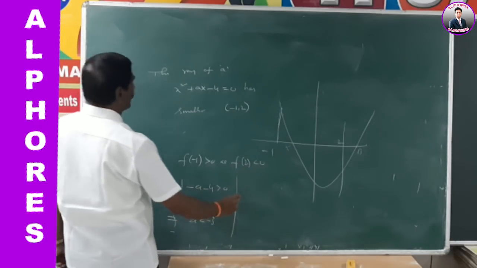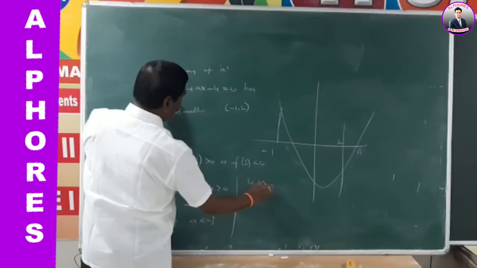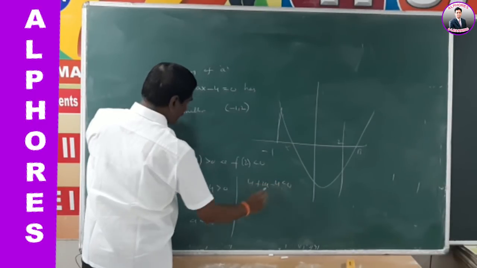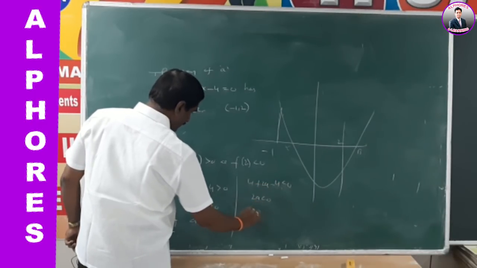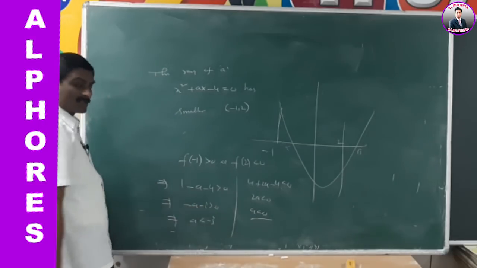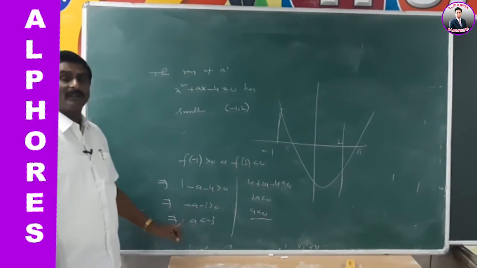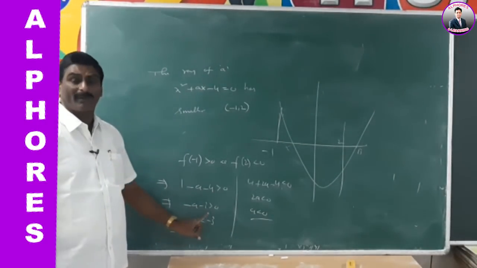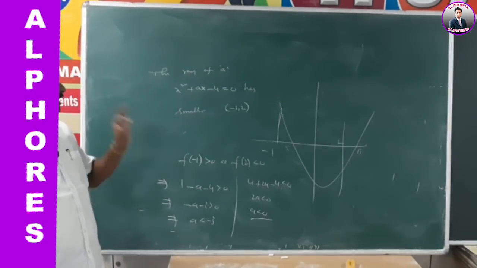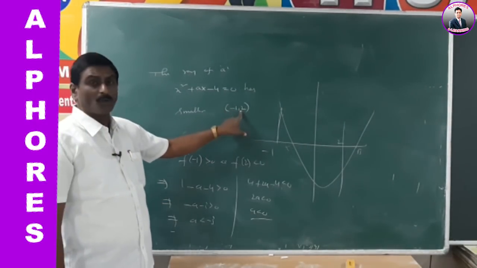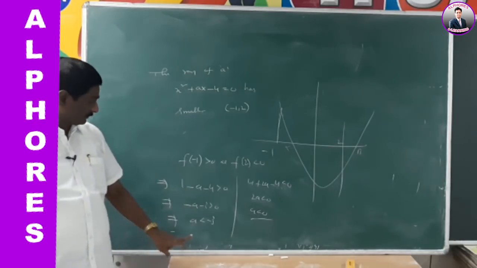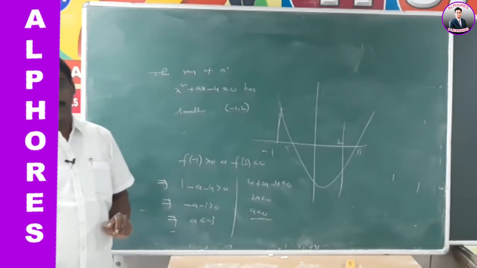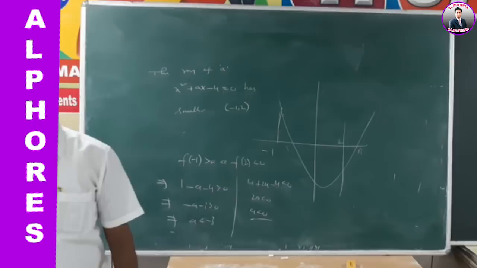And f of 2 less than 0: 4 plus 2A minus 4 less than 0. That means 2A less than 0, A less than 0. What is the common solution for these two values? A belongs to minus infinity to minus 3. If the smallest root lies in the interval minus 1 to 2, then the range of A is minus infinity to minus 3. Okay, next.